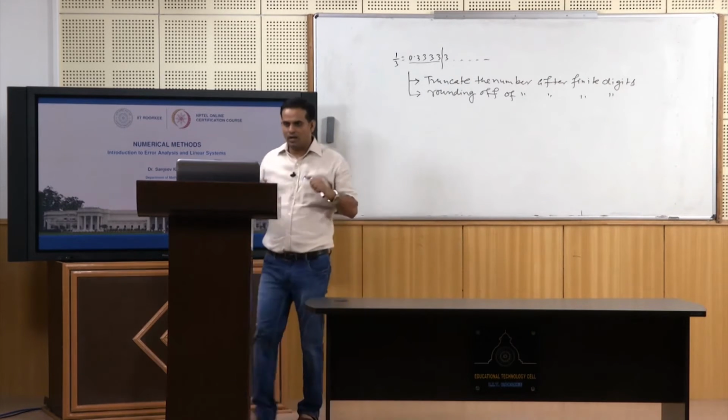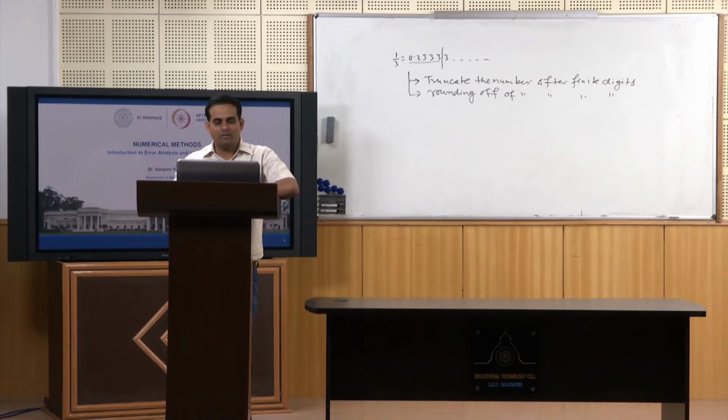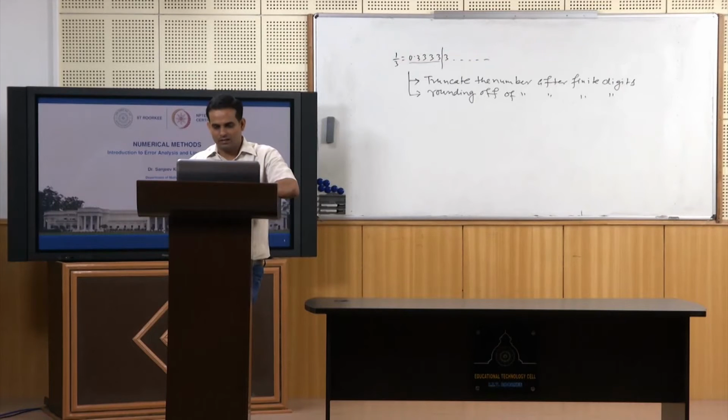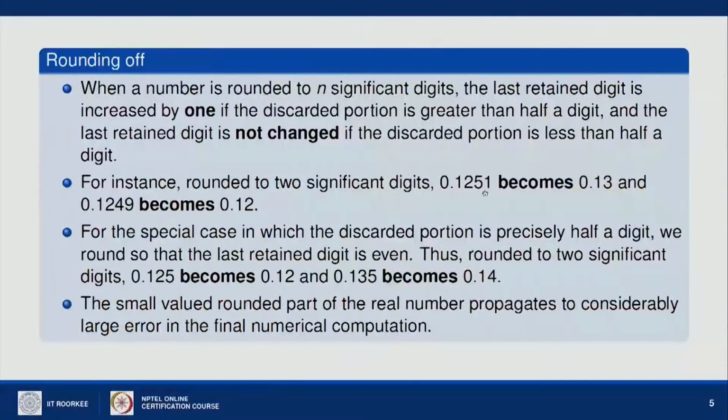So let me tell you how we will perform rounding off. When a number is rounded to n significant digits, the last retained digit is increased by 1 if the discarded portion is greater than half a digit, and the last retained digit is not changed if the discarded portion is less than half a digit. For instance, rounded to 2 significant digits, the number 0.1251 becomes 0.13, because please note that here the 51 is greater than 50, meaning 0.0051 is greater than 0.005.